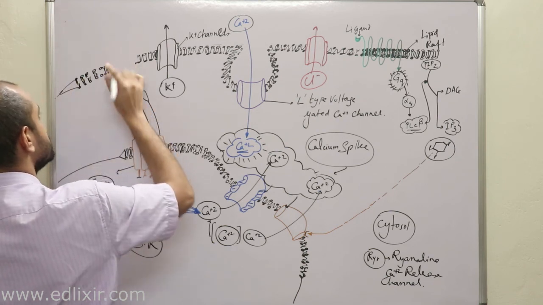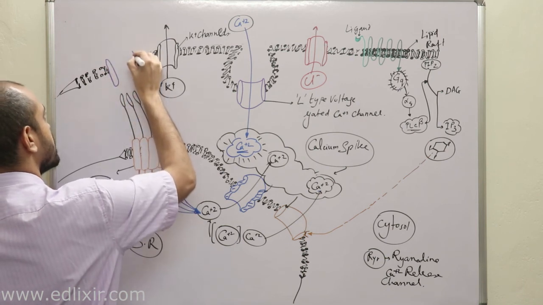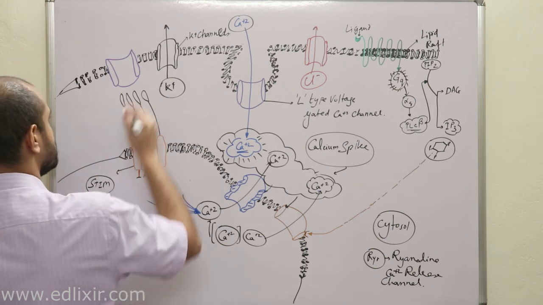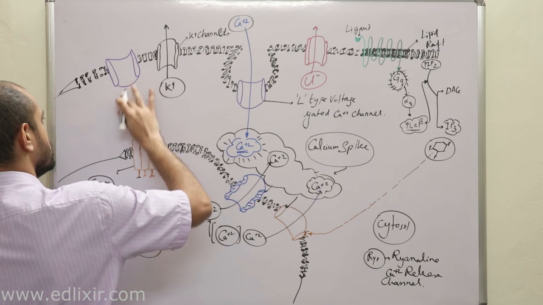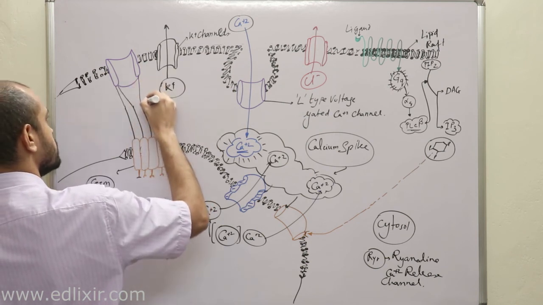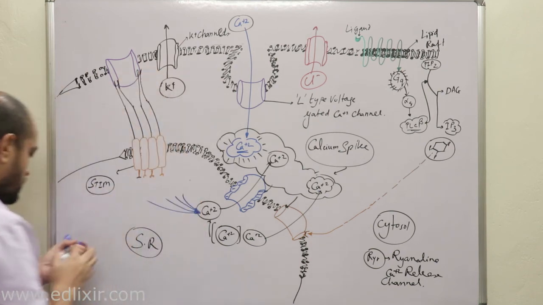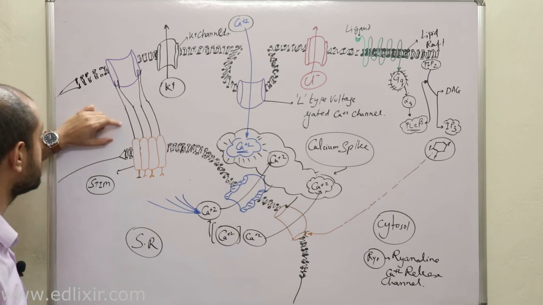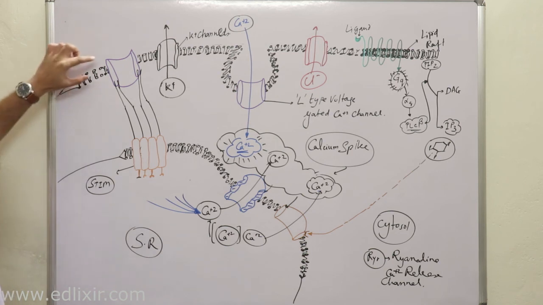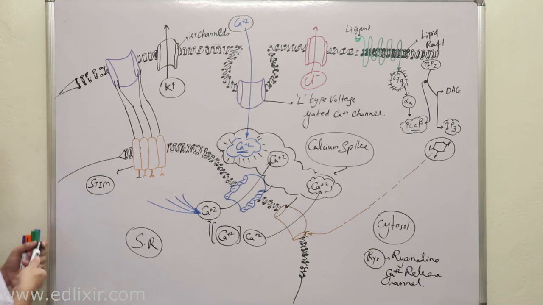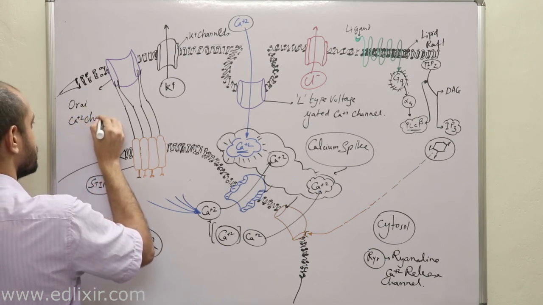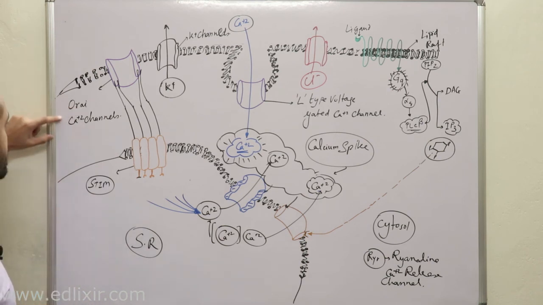Now listen with all your attention. These calcium channels will give positive responses. When STIM proteins form tetramers, the extracellular domains of STIM proteins will activate this channel, and this channel is known by the name of ORAI calcium channel. Clear? These are called ORAI calcium channels.